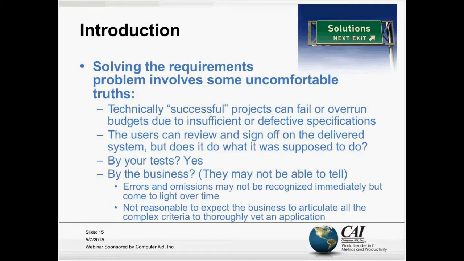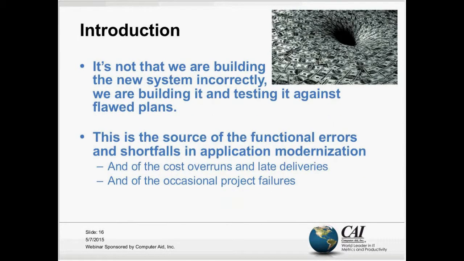They'll certainly see very many of them where they do have results that come out of the new system that are not what they got from the legacy system. But in many cases, the errors are so complex and so deep in the relationships of the data that it's simply not evident. So you go into production with a flawed system. But at the end of the day, the problem is not that we're building the new system incorrectly. We are building it and testing it against flawed plans. And this, I submit, is the source of the functional errors and the shortfalls in application modernization, and also the cost overruns and late deliveries, and of the occasional project failure.